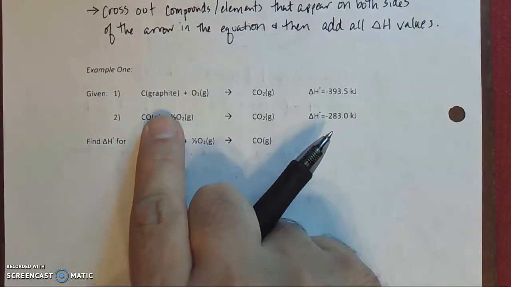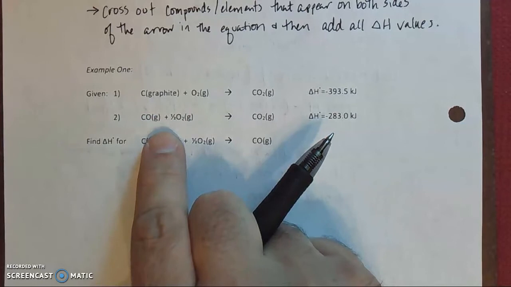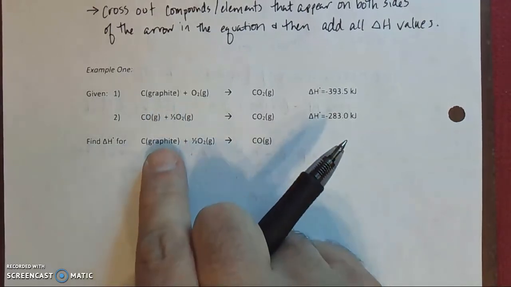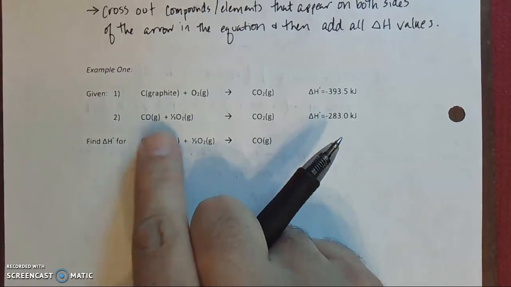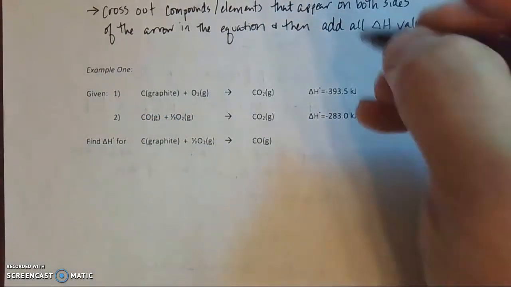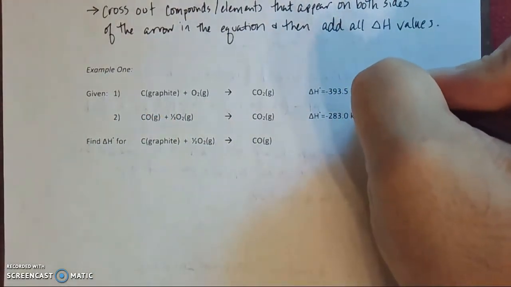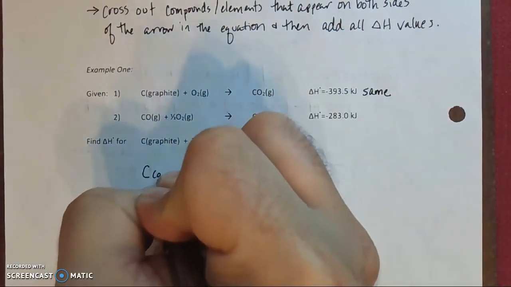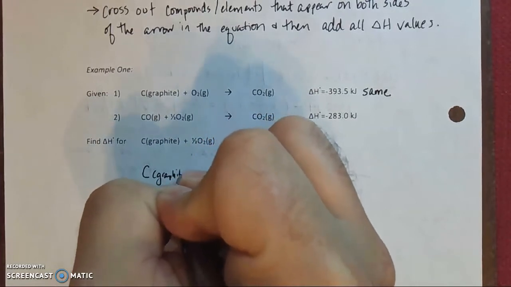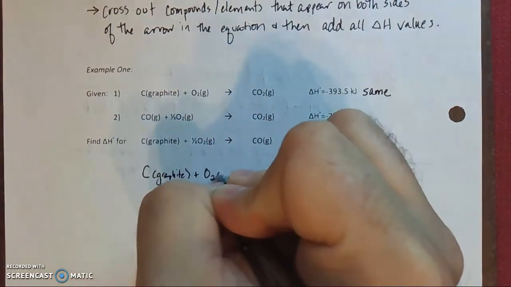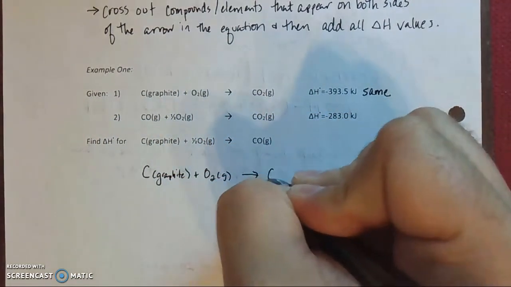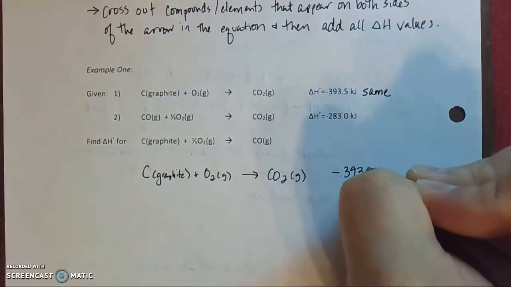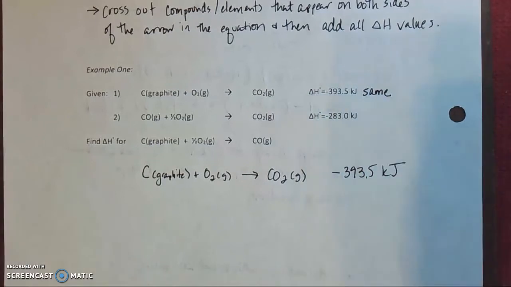Well, if I look at the two equations I'm given, the only one that has carbon in the form of graphite is this first one. It's on the reactant side and in the right number. So I'm going to keep this equation the same. So I'm going to rewrite this. C graphite plus O2 gas yields CO2 gas, and it's negative 393.5 kilojoules.